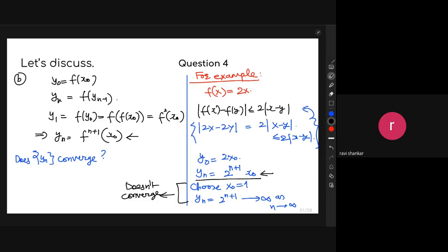As you start taking larger and larger values of n, 2 to the power n plus 1 will also take larger and larger values. It is a monotonically increasing sequence, and a monotonically increasing sequence does not converge here because it is not bounded. If it converged, it would have to be bounded, but this sequence is not bounded, so it can't converge. That's how we prove it's not a convergent sequence. Is this clear?